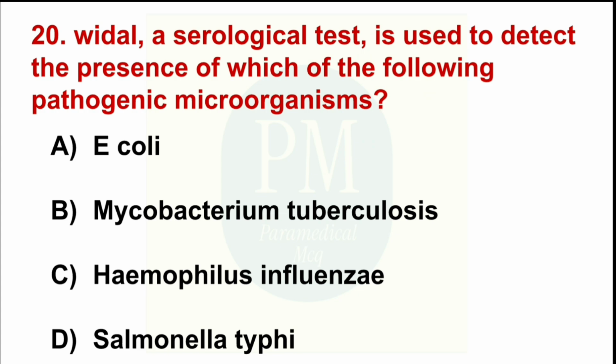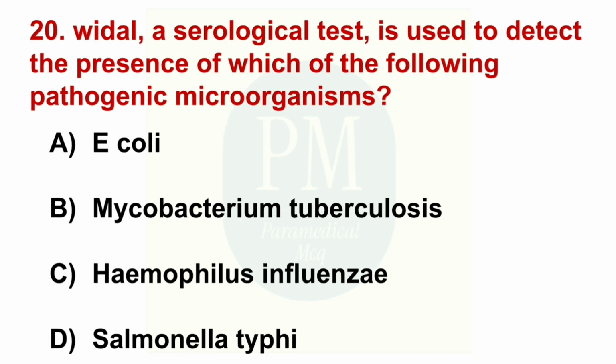Widal, a serological test, is used to detect the presence of which of the following pathogenic microorganisms? Option A, E. coli. Option B, Mycobacterium tuberculosis. Option C, Haemophilus influenzae. Option D, Salmonella typhi. The correct option is option D, Salmonella typhi.